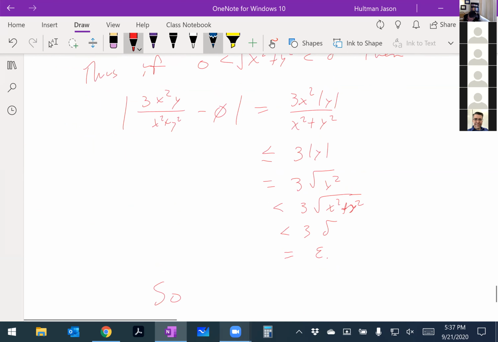So what did this prove? It proved that if we let the function minus the limit, okay, the function minus the limit does equal epsilon. Oh, okay, that's cool.